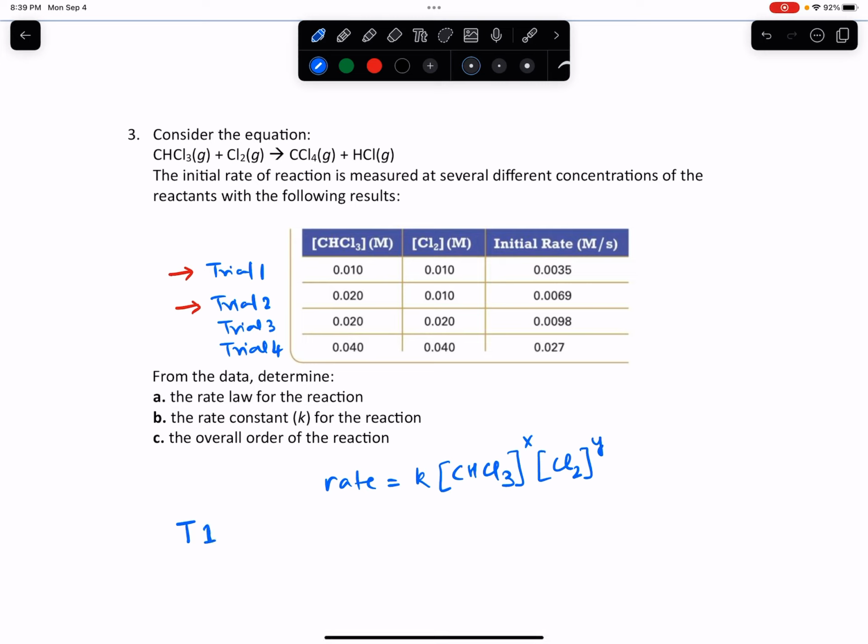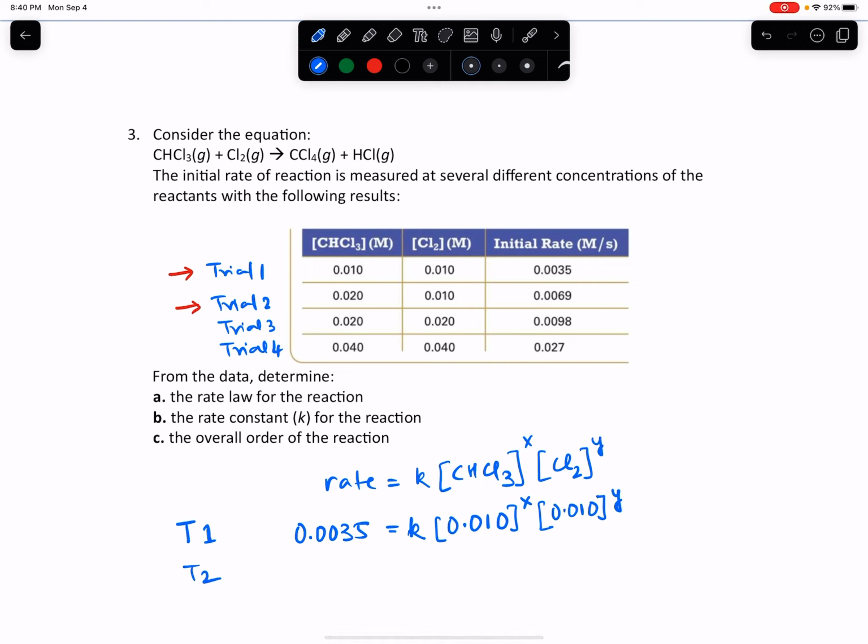So for trial 1, the rate is given to us as 0.0035. And to make things easier, I'm just going to eliminate the units for now so that we don't have to write too much. So we have 0.0035 is equal to K, so we're going to write the K out there, times the concentration of CHCl3, which is 0.010 raised to a power x, times the concentration of Cl2, which is this, raised to a power y.